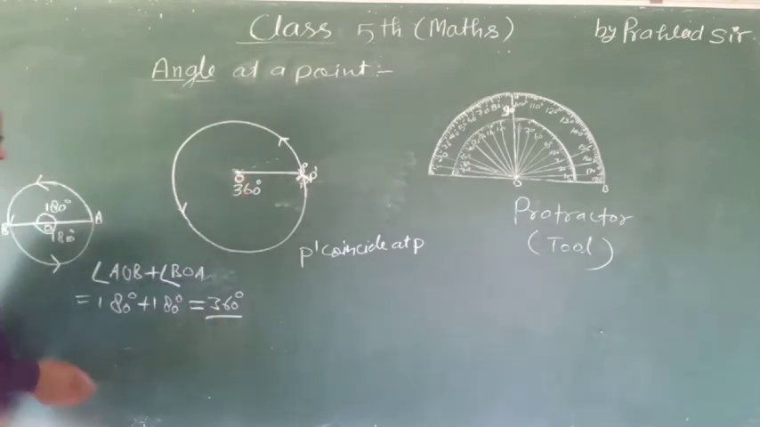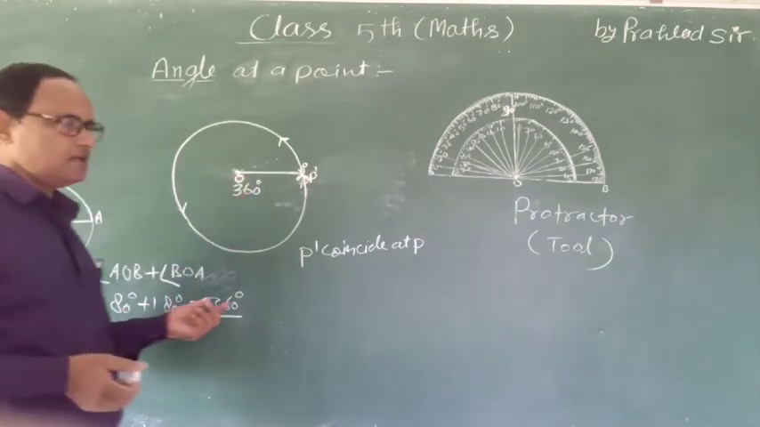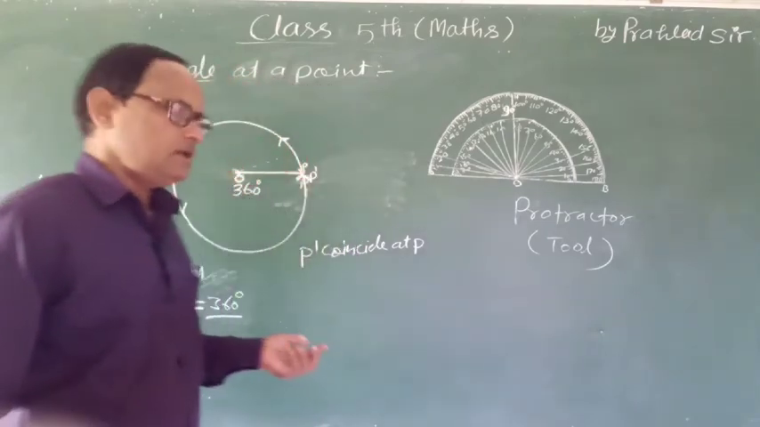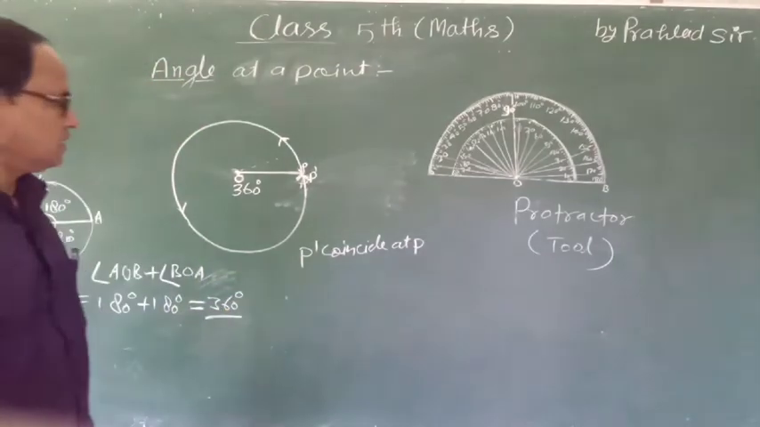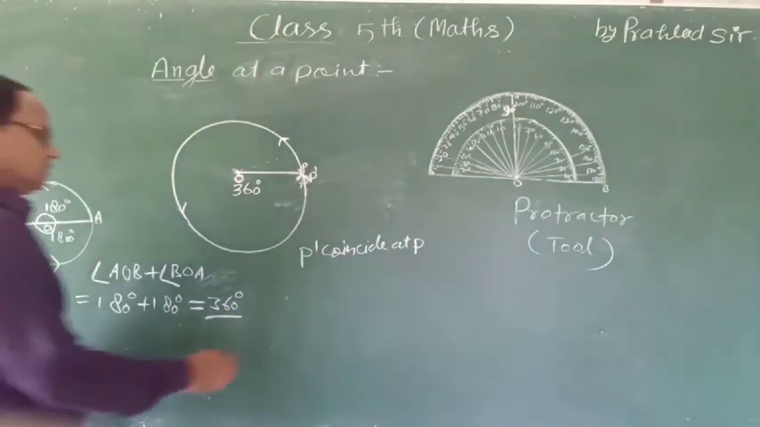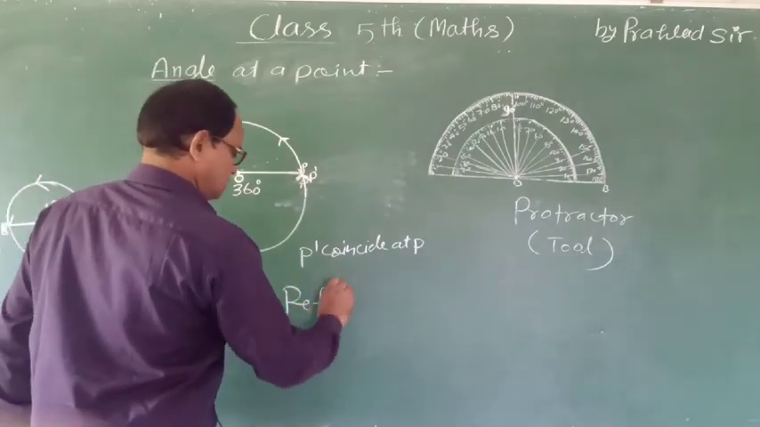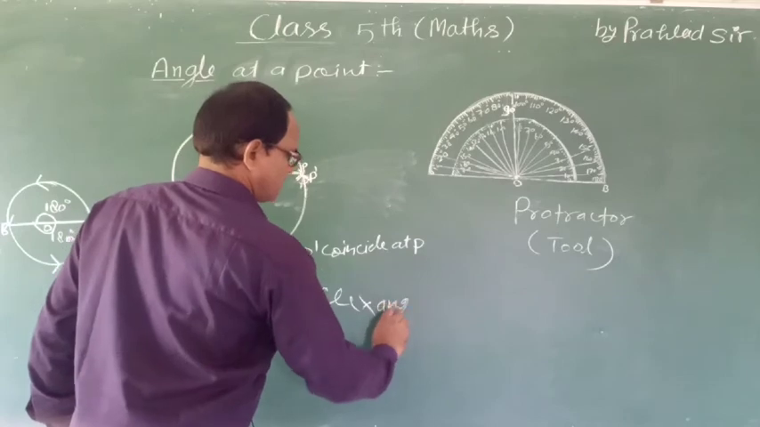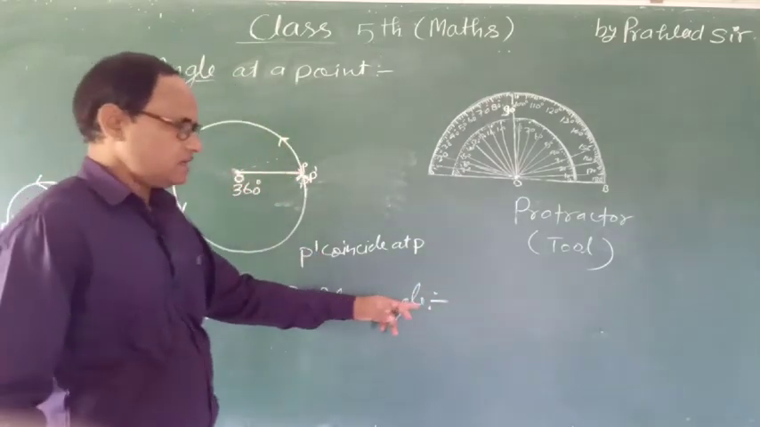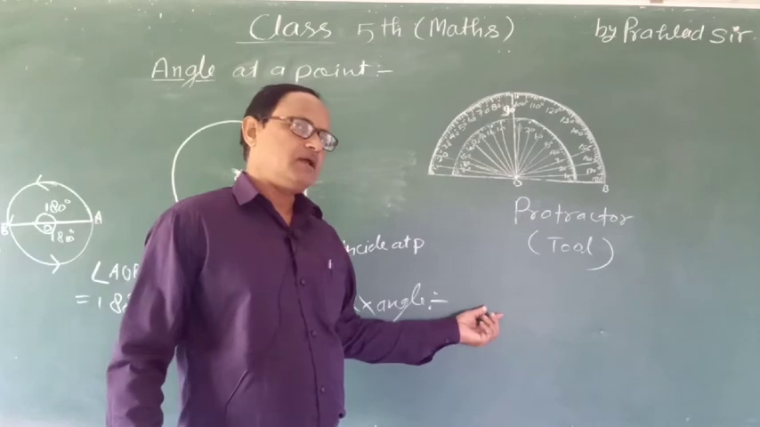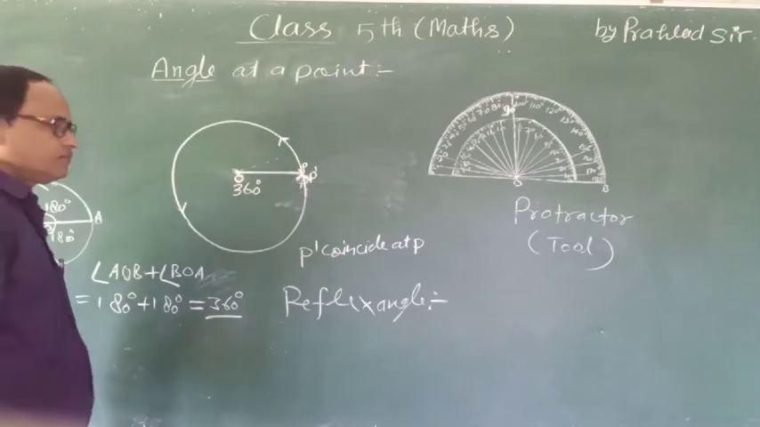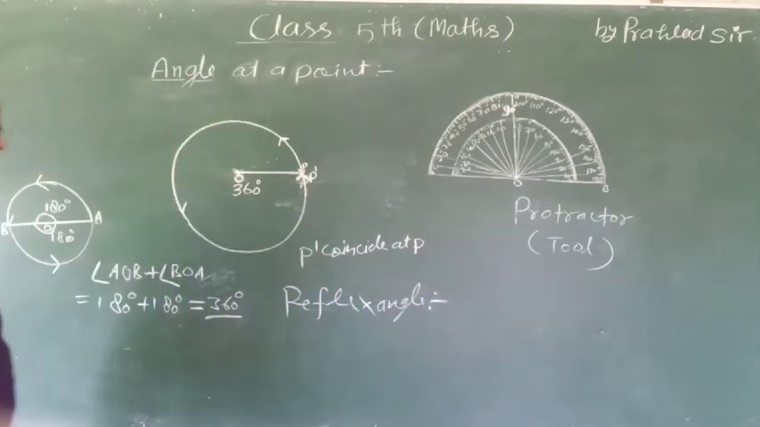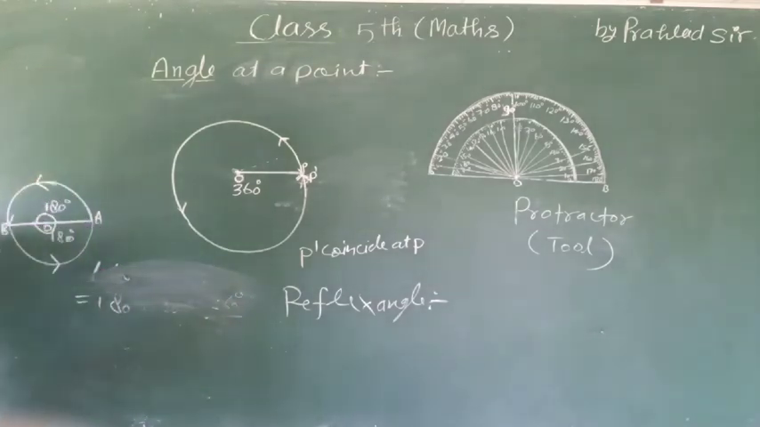After this, the reflex angle. A reflex angle is an angle greater than 180 degrees and less than 360 degrees. So, okay students, here I give you some examples.